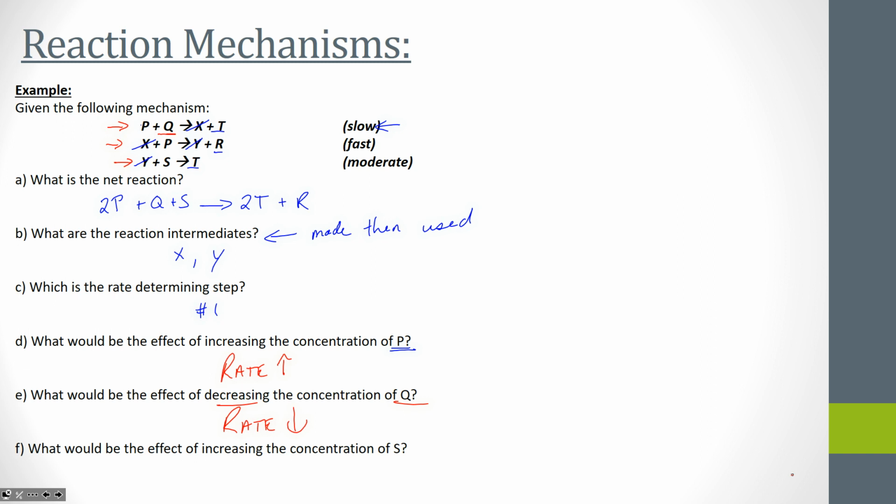Now, if we increase the concentration of S, if I add more S into this reaction, you're going to increase collisions between Y and S. So you're speeding up your medium step, which is great. You sped up one of your steps, but you're still going to be waiting on your slowest step. So that is going to have no effect on the overall rate. Your overall rate for this reaction can only be slow. You can only ever go as fast as your slowest step for any reaction.